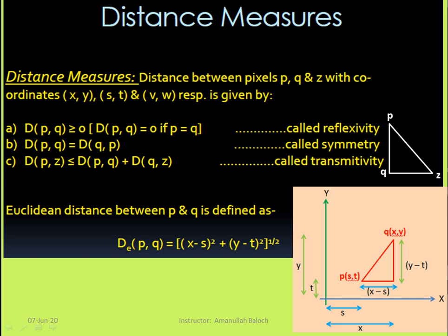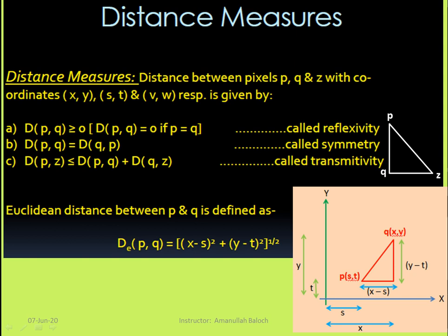Distance measures. Distance between pixels P, Q, and Z with coordinates x, y, s, t, and v, w. The x, y are the coordinates of P, s, t are the coordinates of Q, and v, w are the coordinates of Z respectively. The distance is governed by these rules: the reflexivity rule, the symmetry rule, and the transitivity rule.